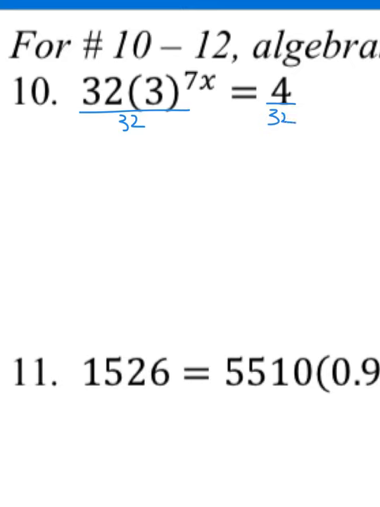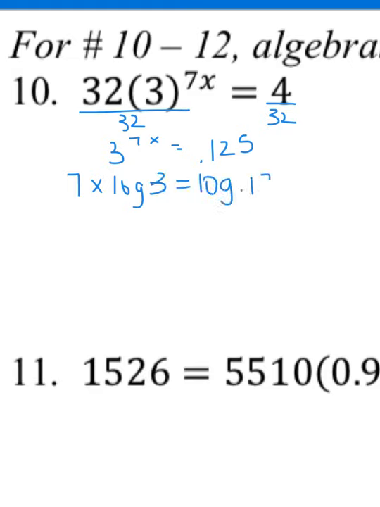So now I have 3 raised to the 7x is equal to 4 over 32, which is 0.125. Once the base and the exponent are by themselves, you can take the log. And when you take the log, that exponent comes out front. So you have 7x log 3 is equal to the log of 0.125. You divide by the log of 3.